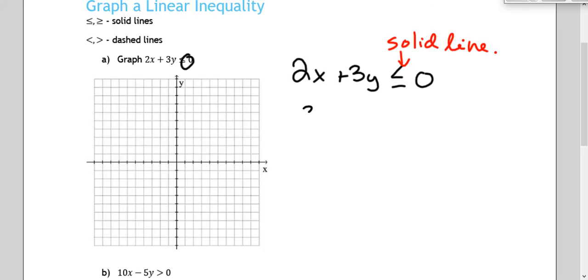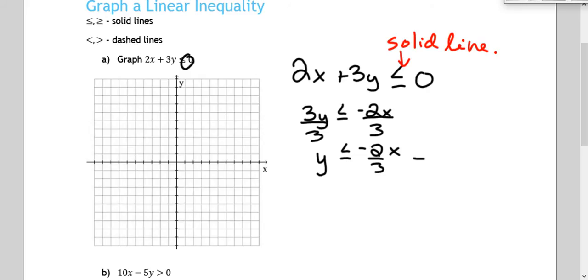So this becomes 3y must be less than or equal to negative 2x. Divide by 3, divide by 3. y must be less than or equal to negative 2/3 x. Then I know, because there's no y-intercept here, that my y-intercept is at 0, 0. Then my slope tells me to go down 2, over 3, down 2, over 3.